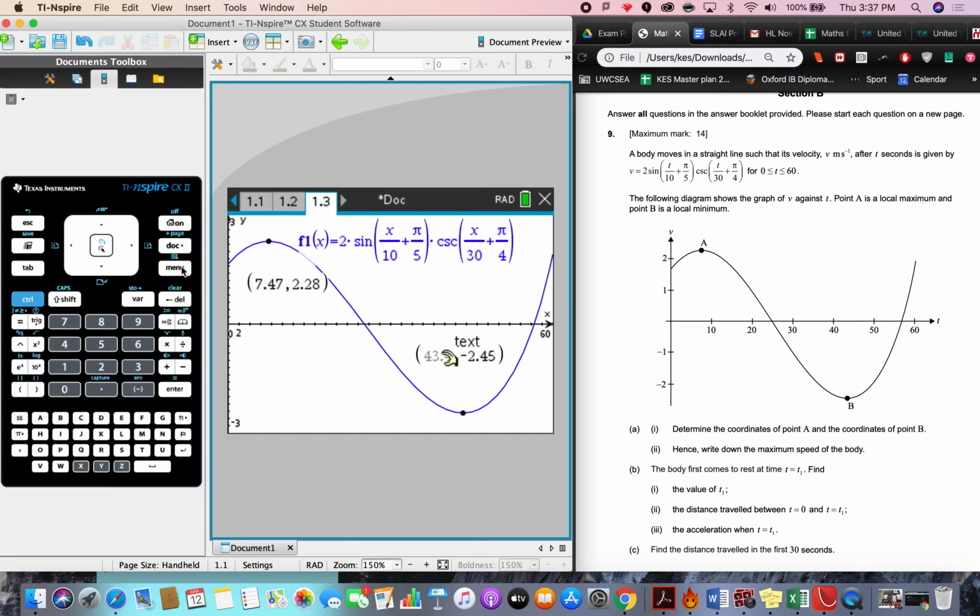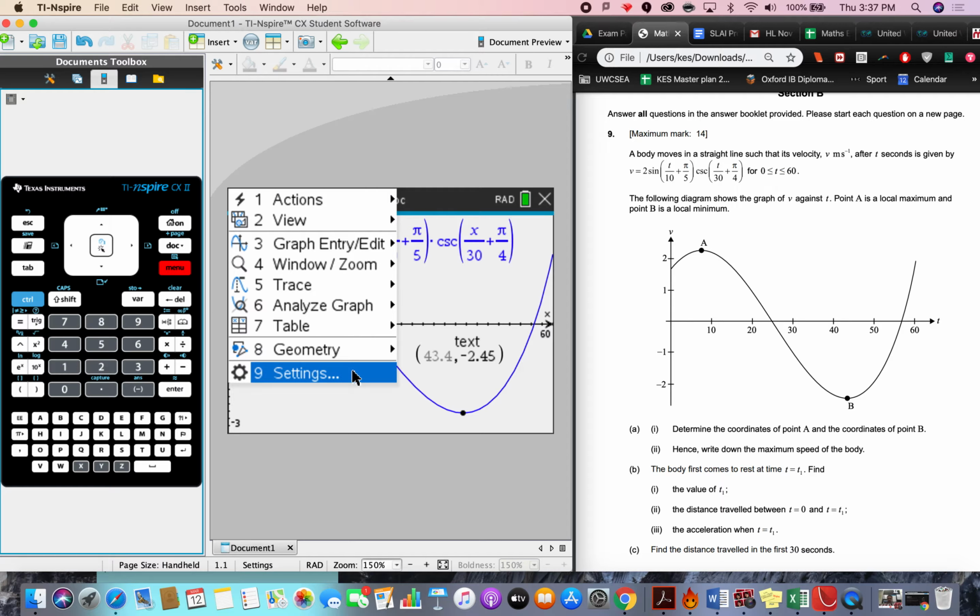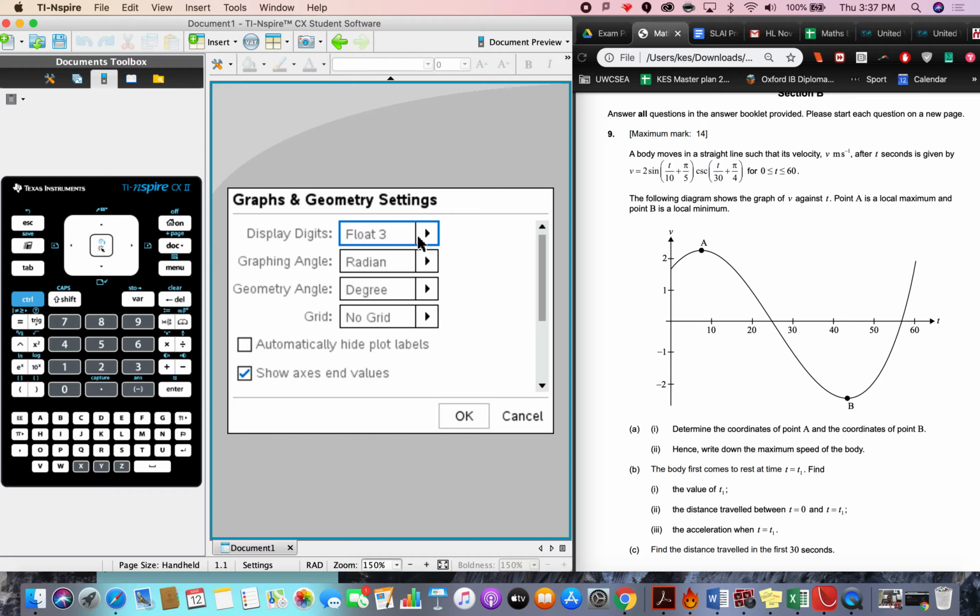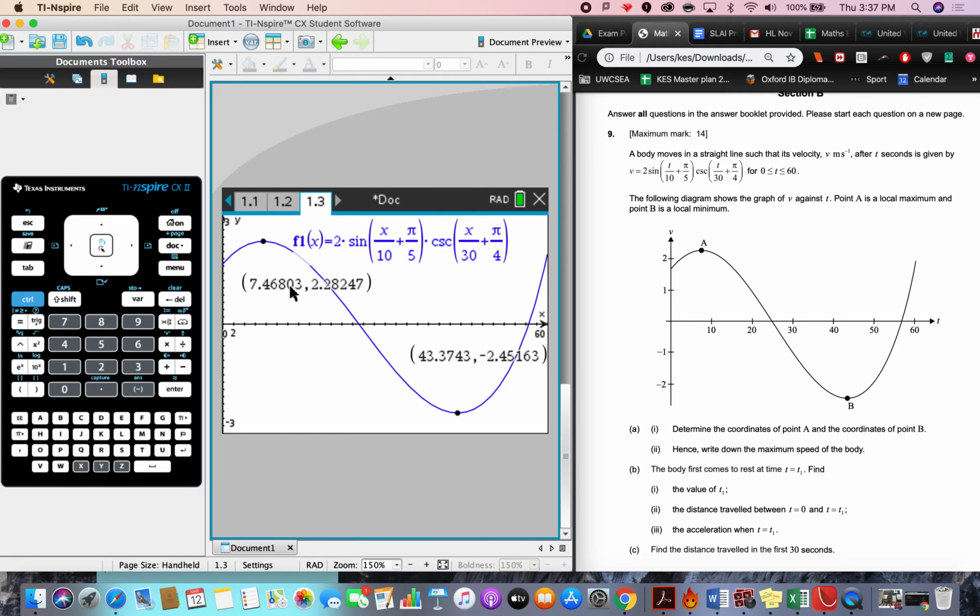That's absolutely great. If you weren't, menu, settings, float 3, change, float 6, okay, and you get more accuracy with your coordinate points, all right? So that might be a top tip. If you're on float 2, then that's not such a good thing. Float 3 is okay. Maybe just go with a bigger float, and you can round off by yourself. Now just think about what the actual values mean.